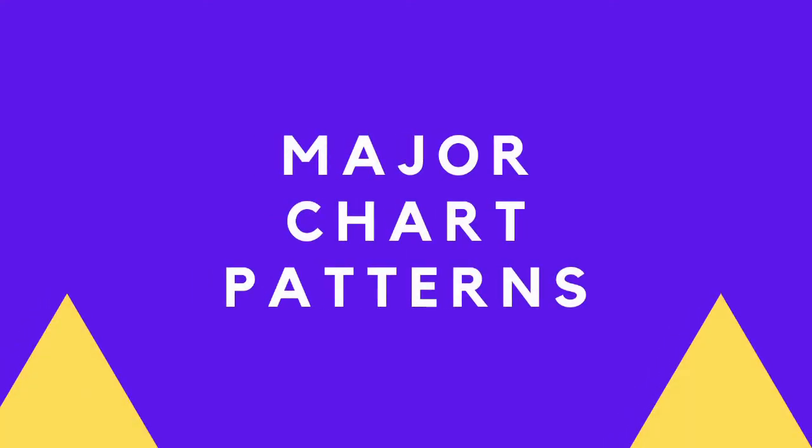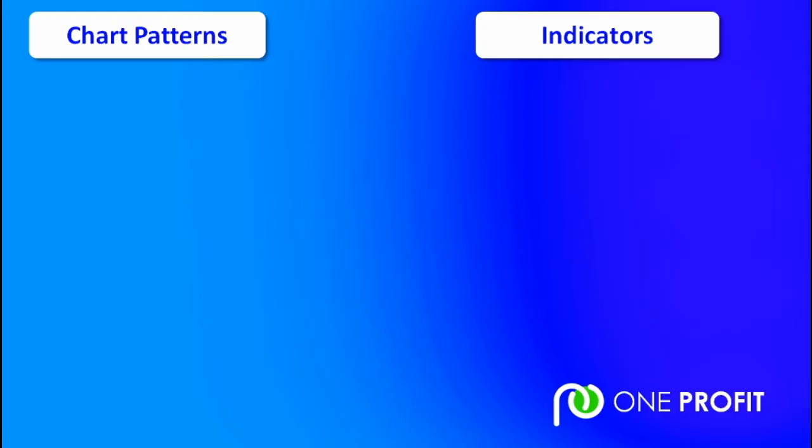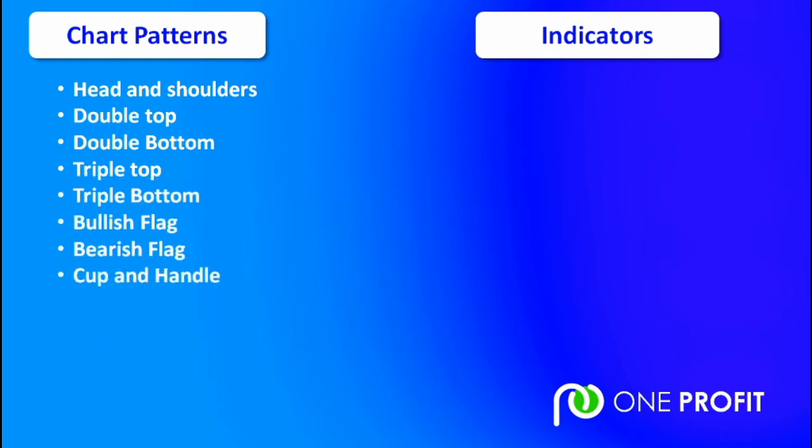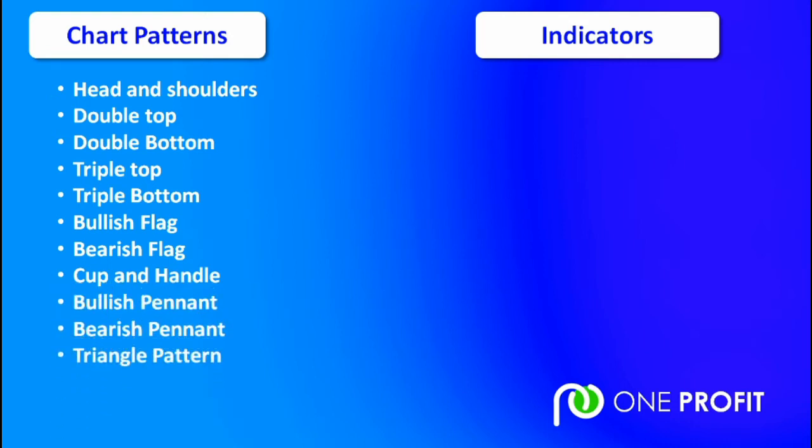All major types of chart patterns are discussed in the course, and we discuss the psychology behind chart trading. Head and shoulders, double top, double bottom, triple top, triple bottom, bullish flag, bearish flag, cup and handle, bullish pennant, bearish pennant, triangle pattern, broadening top, rectangle patterns. In the course you will see trends and trap trends, where most traders fail to identify the major trend reversals and trend starting.